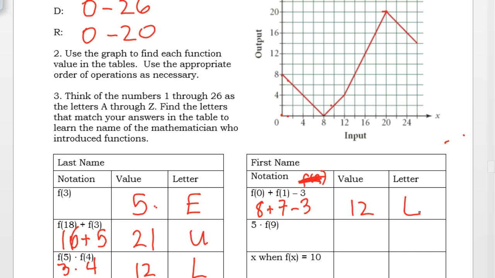The next one again says 5. It doesn't say f of 5, it just says 5. So 5 is still 5 times f of 9, and f of 9 comes out at 1. 5 times 1 is 5.